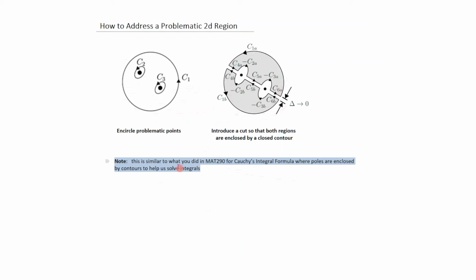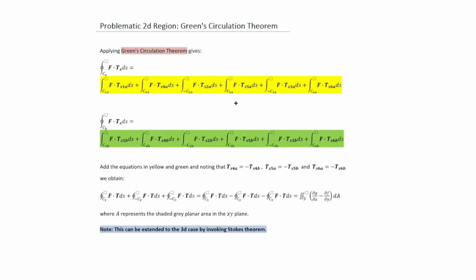Note, this is similar to what you would have done in MAT290 for Cauchy's integral formula, where the poles are enclosed by contours to help you solve the integrals. So just make reference to this figure in the next couple of slides. You can flip back and forth if you want. There's not enough space, so I just didn't repeat the figures. All right, so let's take Green's circulation theorem and then Green's flux theorem.